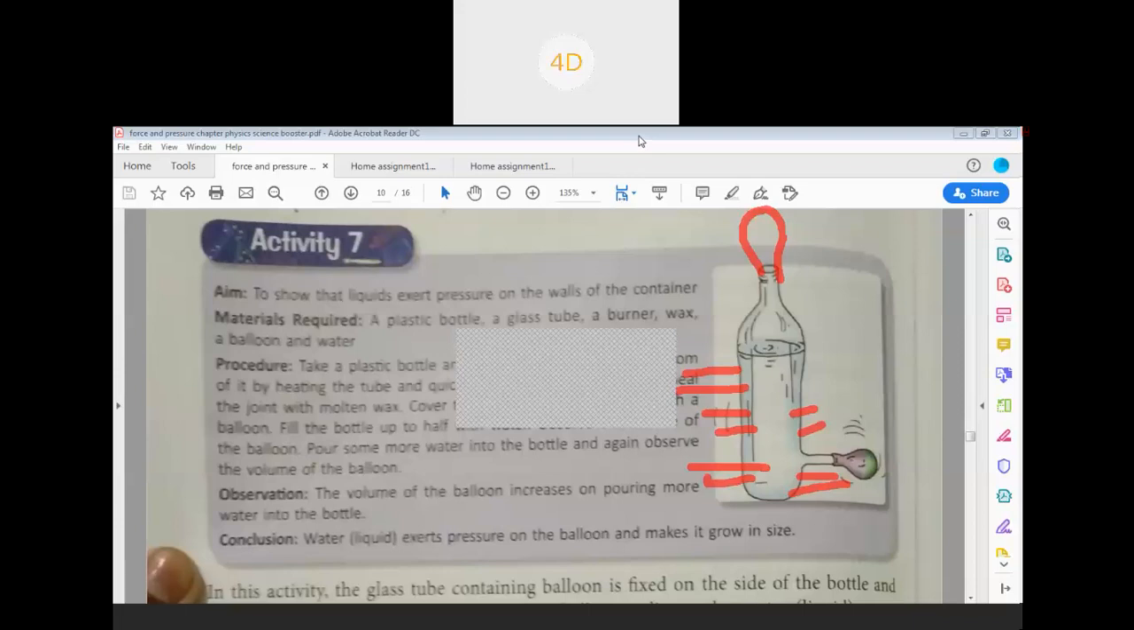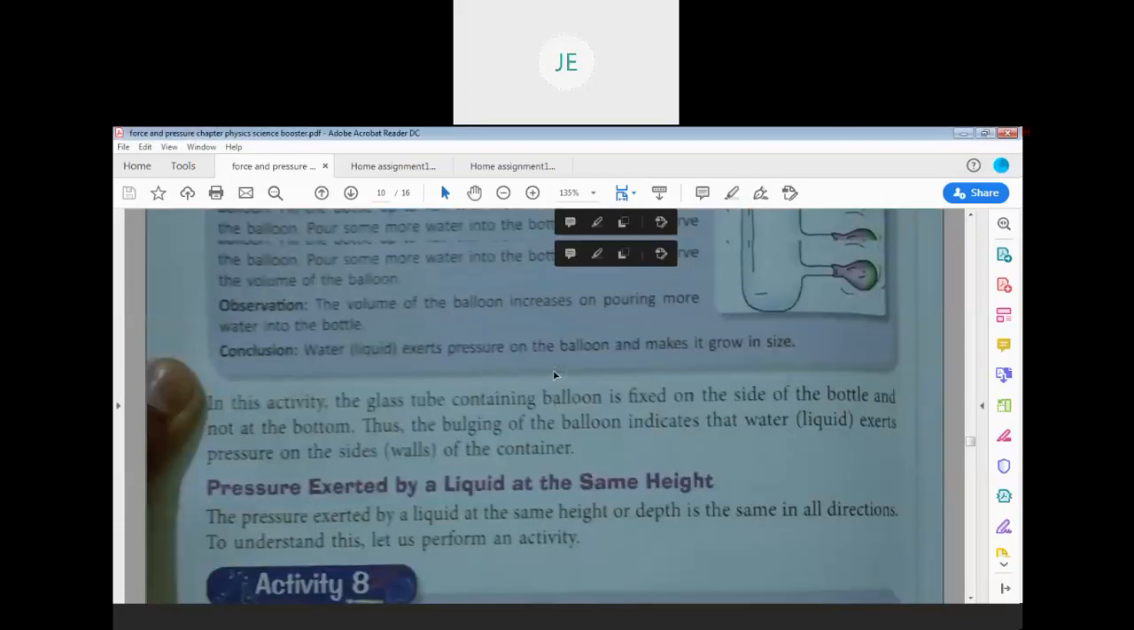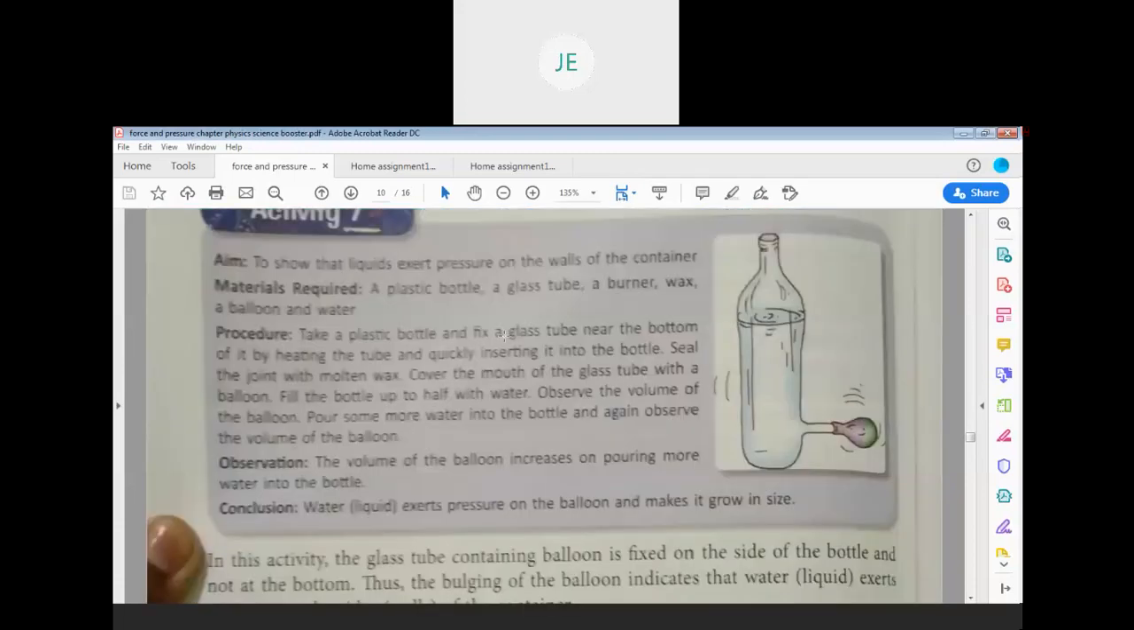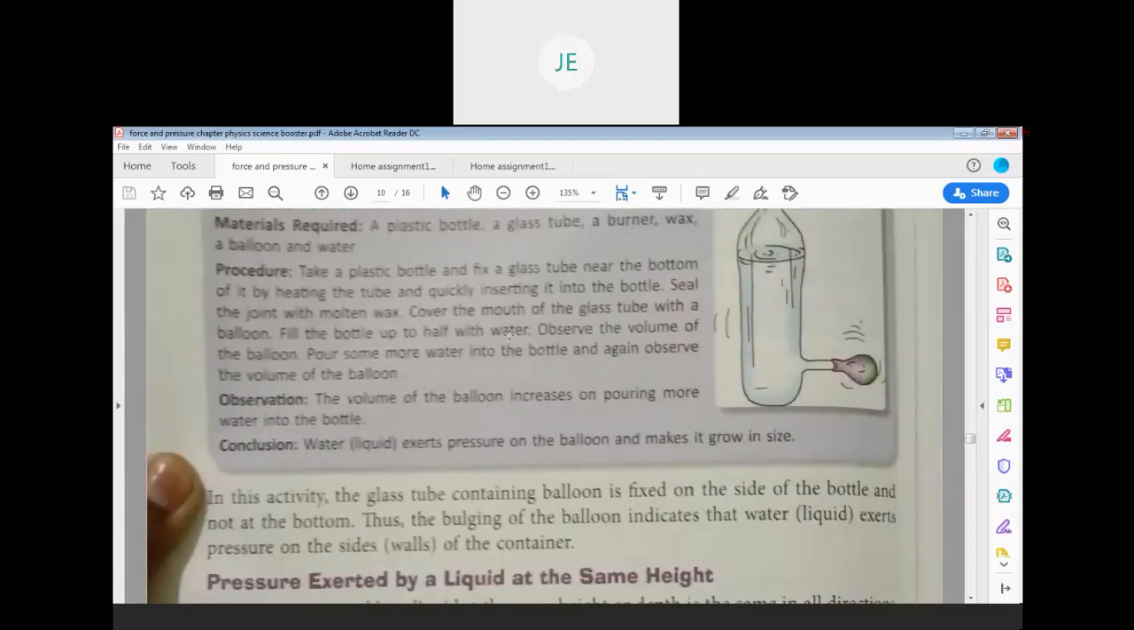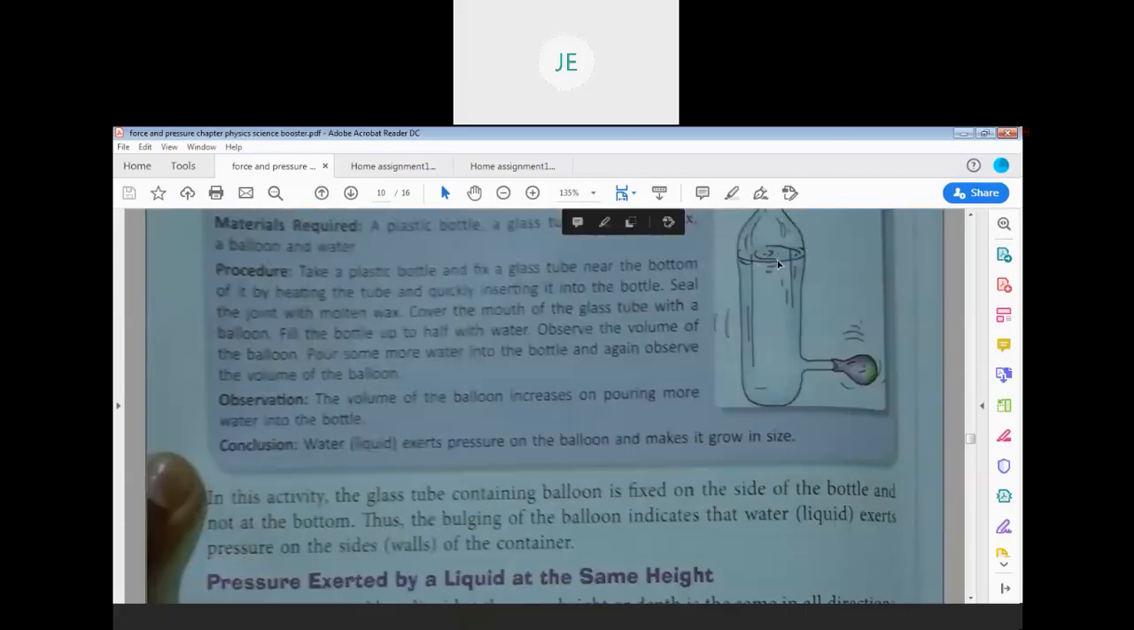Yeah, any other doubts? Anyone? With this activity, we have understood that liquid exerts pressure. But at what point is liquid pressure high? At what point is liquid pressure low? That we have to understand, and how it varies with the depth.